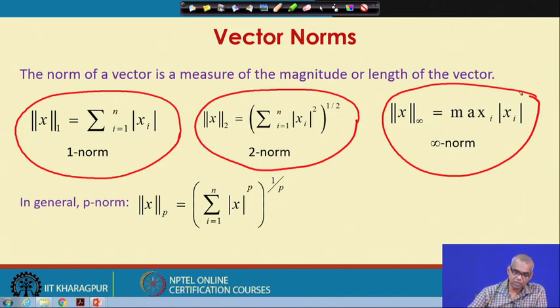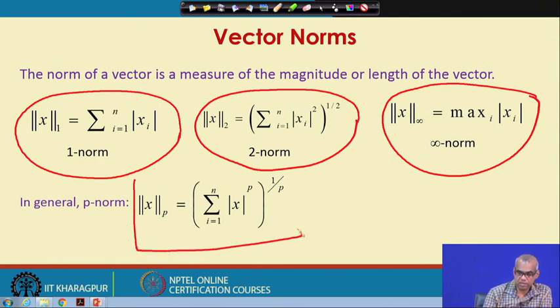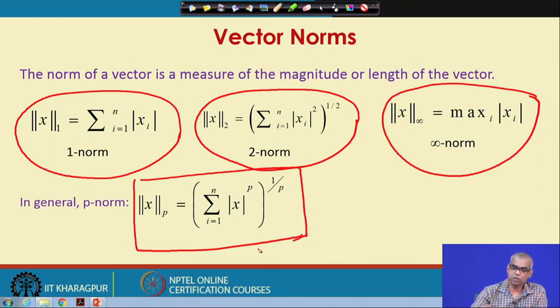So, in general, the p norm is defined as this. Look at the similarity between the 2 norm and the p norm. So, put p equal to 2, it becomes the 2 norm. So, mod x to the power p, sum them up and then raise to the power 1 by p.